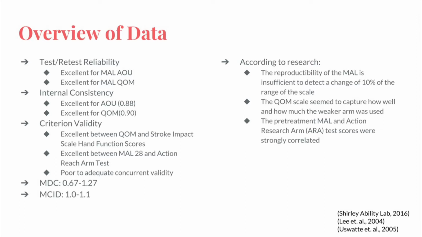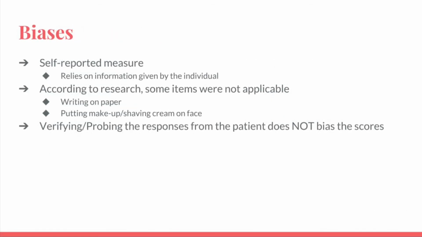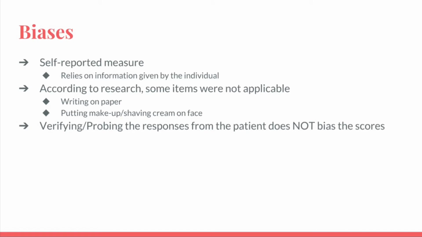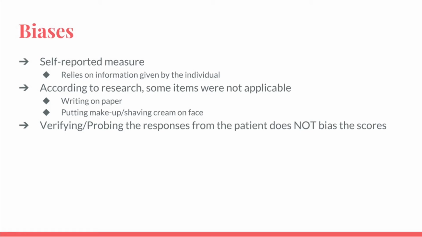Overall, it is a reliable and valid outcome measure that assesses an individual's more affected arm use outside of a laboratory setting. Interestingly, one study concluded that the quality of movement scale, or the How Well scale, captures how well and how much the patients used their more affected arm to accomplish ADLs. They concluded that the motor activity log amount of use scale was highly correlated with the quality of movement scale, so it might be dropped. Because the motor activity log is a self-reported measure, it relies on information given by the individual and therefore might not always be accurate.